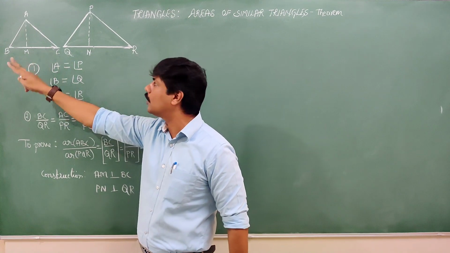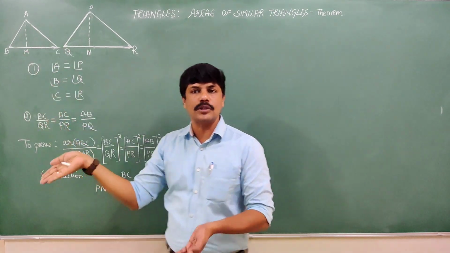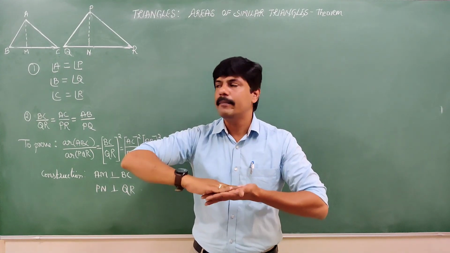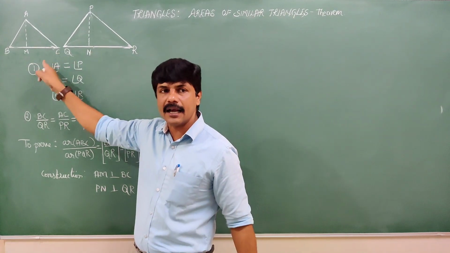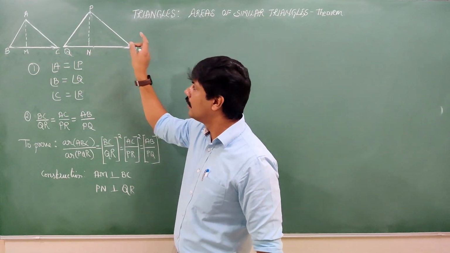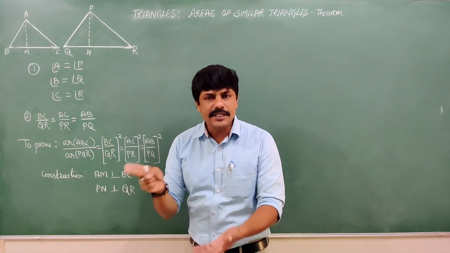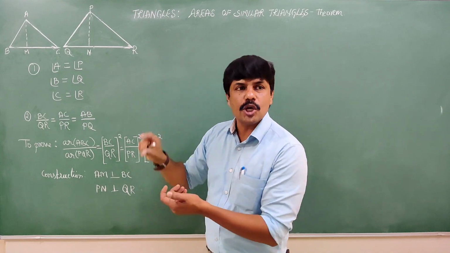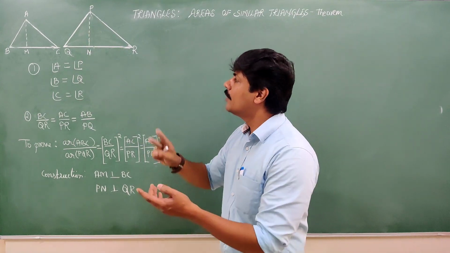After drawing AM perpendicular to BC, we will get the altitude. AM is perpendicular to BC, so AM becomes the height and BC becomes the base. So very easily we can find the area of this triangle ABC. How? Half into base, BC, into AM. Since you have made the construction AM, you can take AM as the height and easily get the area of ABC: half into BC into AM.